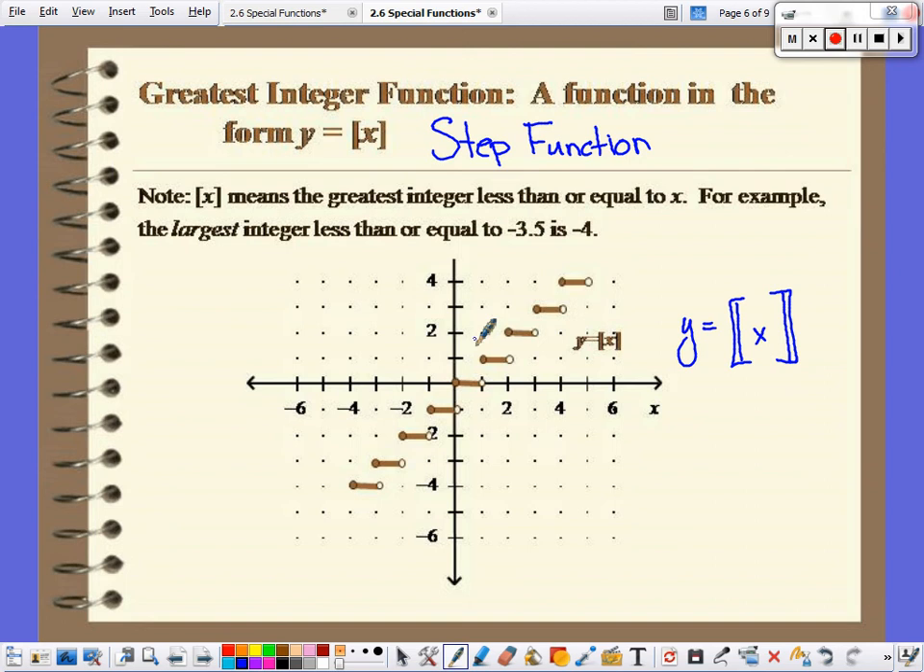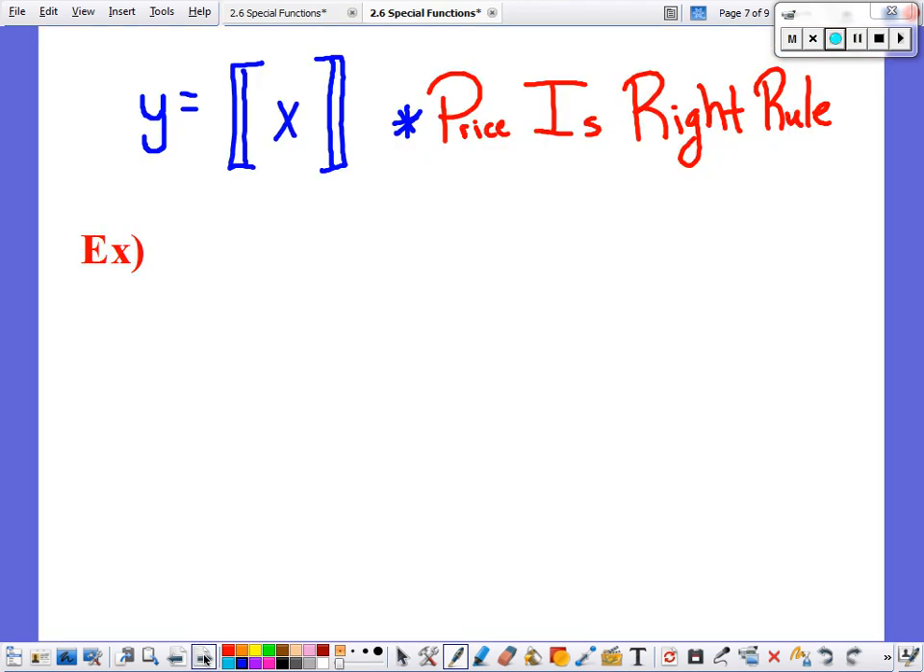And it goes up and down forever, but notice there's a gap between 0 and 1, and between 1 and 2. So notice no y values exist in between the integers 0, 1, 2, 3, and 4. All my y values fall on perfect integers. That's why they call it the greatest integer function, that all your y's are going to be integers. Let's look at some and evaluate some of these here. So let me put up some examples for you.